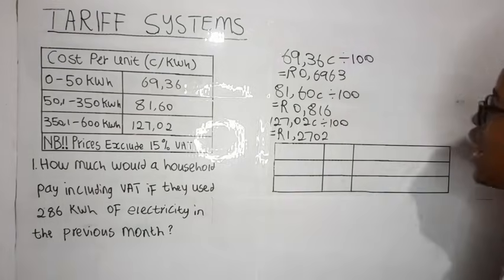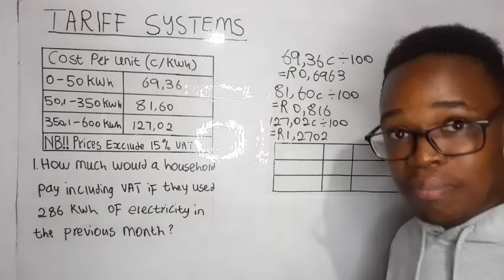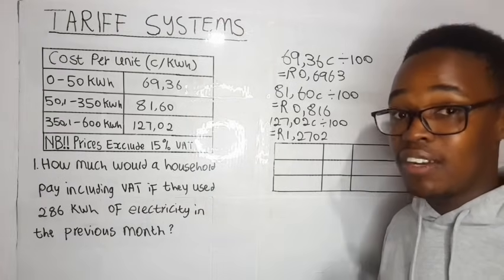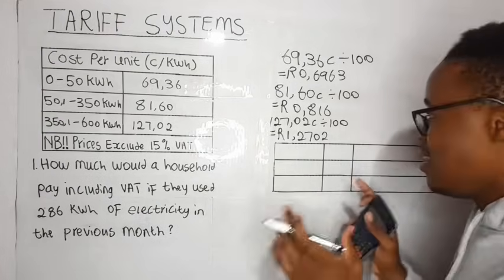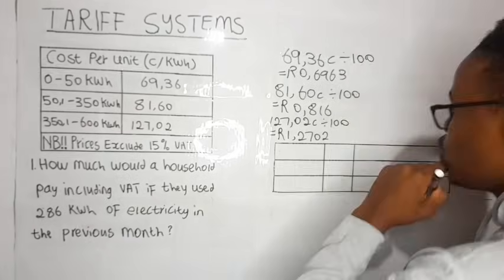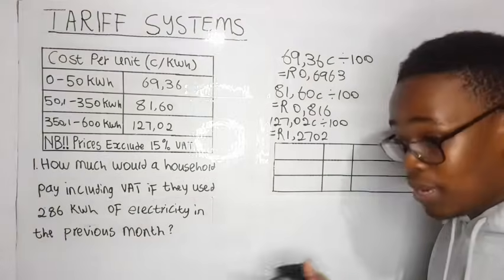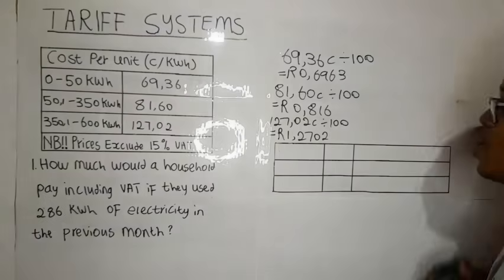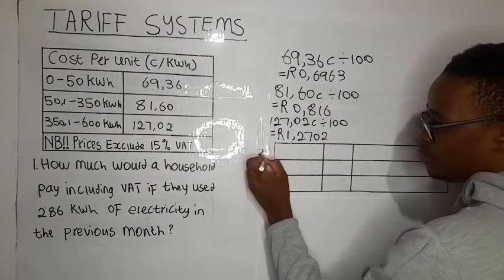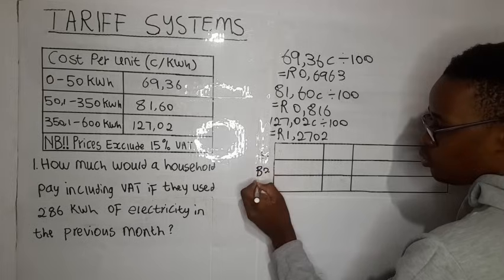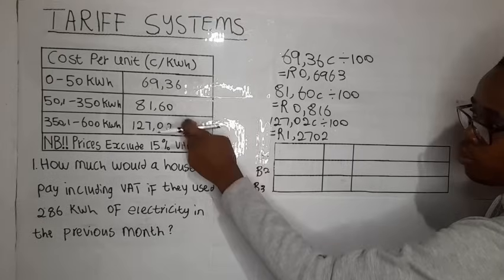Now that we have these amounts in rands, the first method that I will advise you to use is the easiest method, because it's just so easy. You're going to draw a table like this. They allow you on the exam paper to draw the table. On the first block, you can write block 1, block 2, and block 3.